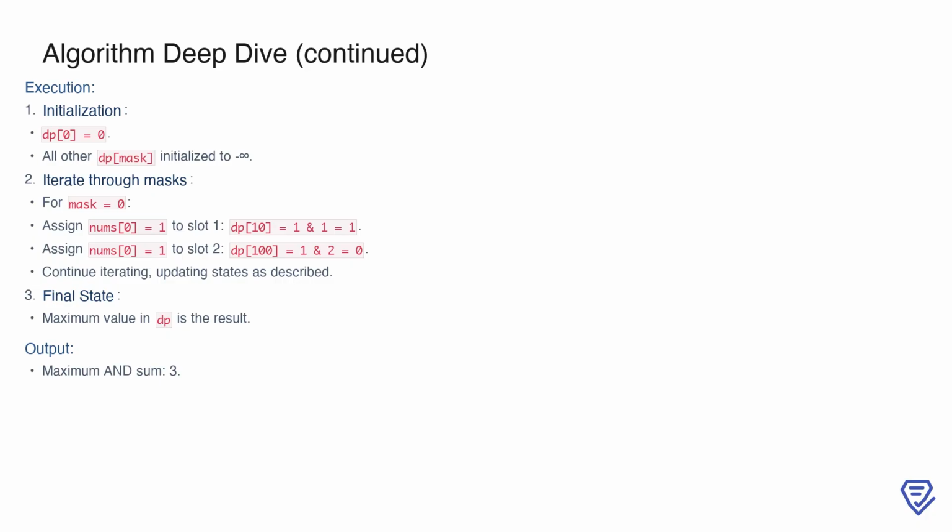Finally, after processing all masks, the maximum value in the DP array represents the result. For the example input nums equals 1, 2, 3, and numSlots equals 2, the algorithm outputs a maximum AND sum of 3, achieved through an optimal assignment of numbers to slots. This illustrates how the dynamic programming approach efficiently finds the solution while adhering to the problem's constraints.